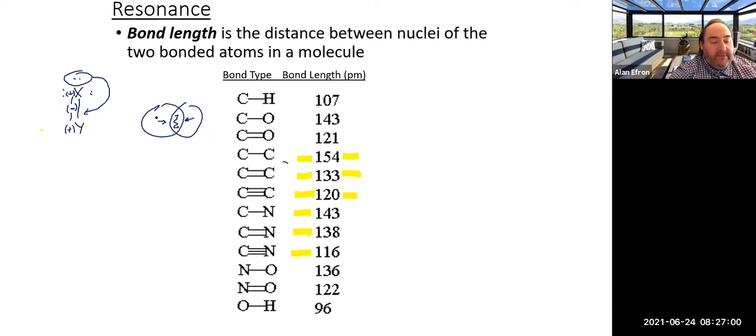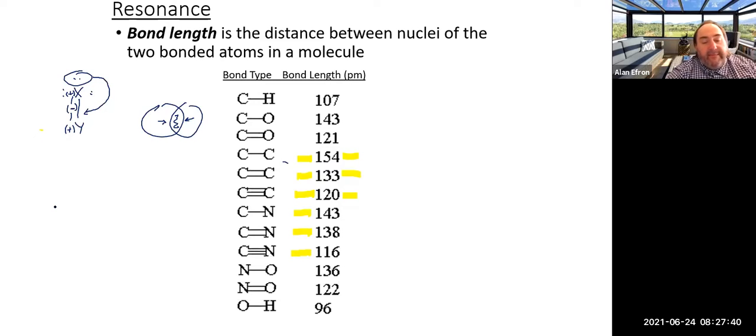So the typical trend that we see is that as we continue to make bonds, we're bringing everybody closer and closer together. The distance between the atoms in the bond also gets closer and closer. And we see that with our carbon-carbon bonds. We also see that with our carbon-nitrogen bonds on this list. Now, what we also see is that when we make a double bond, it is not twice as close as a single bond. It doesn't go like that.